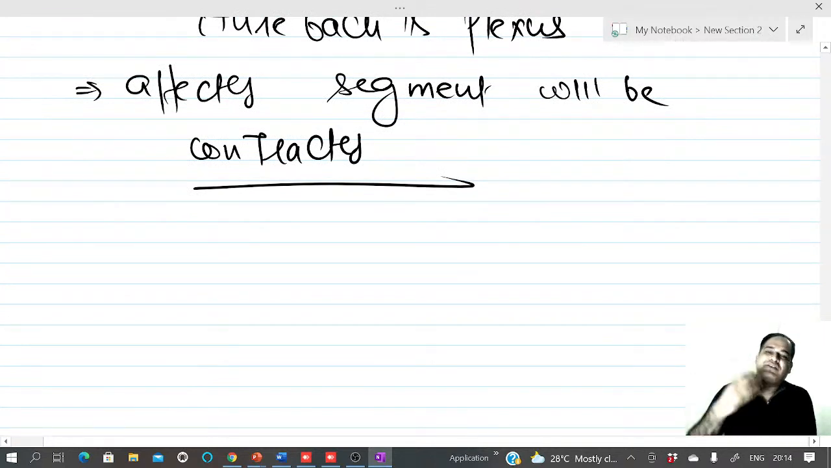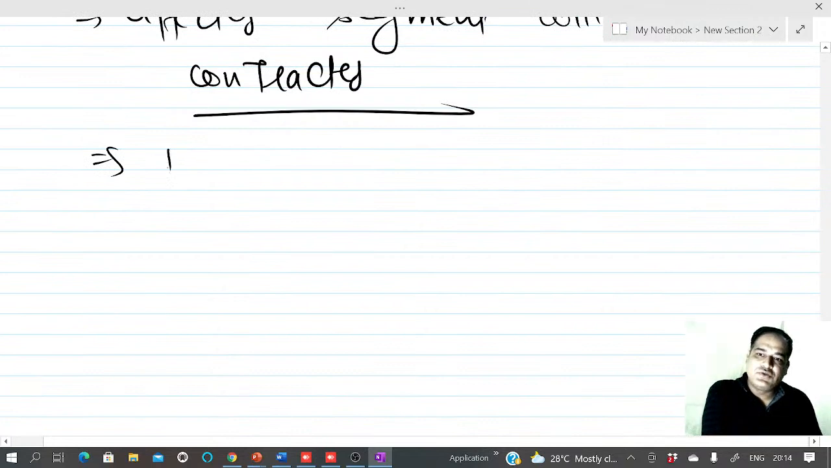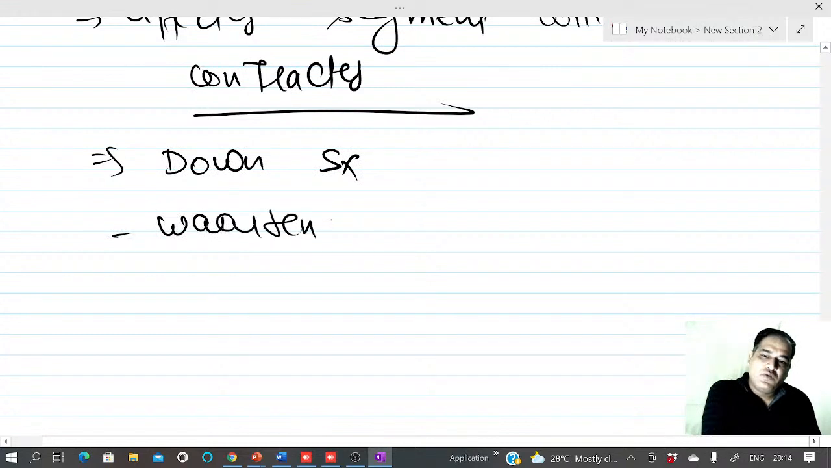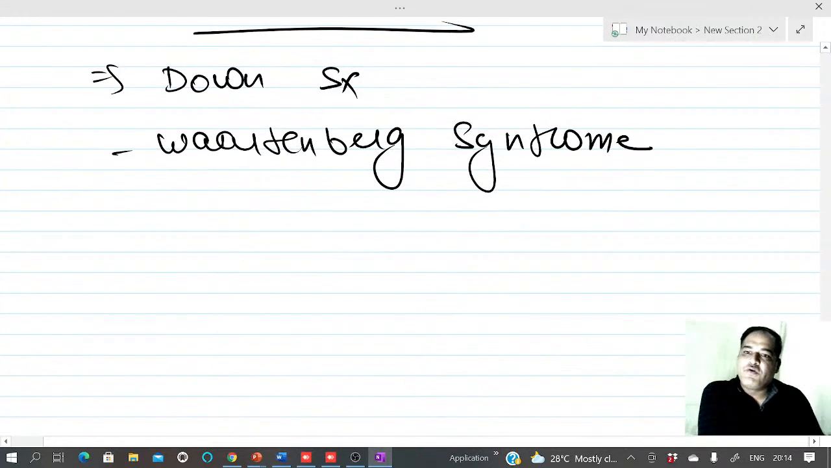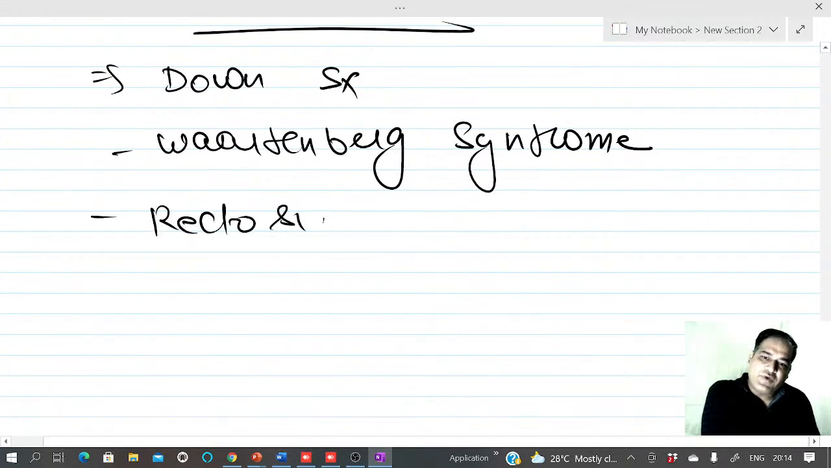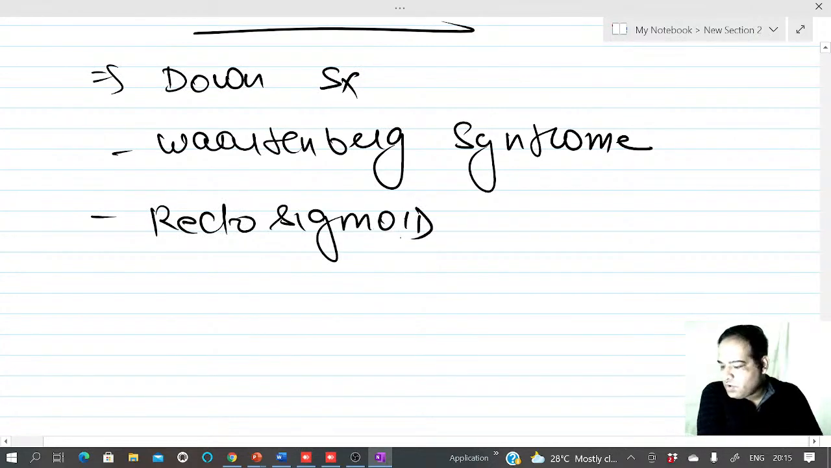Because with the peristaltic activity, with the voluntary upper esophageal muscle, the food contents are thrown to the affected esophageal segment, which keeps on dilating. But here, the affected segment will be contracted. So this is associated with Down syndrome and Waardenburg syndrome. The most common area affected is the rectosigmoid.